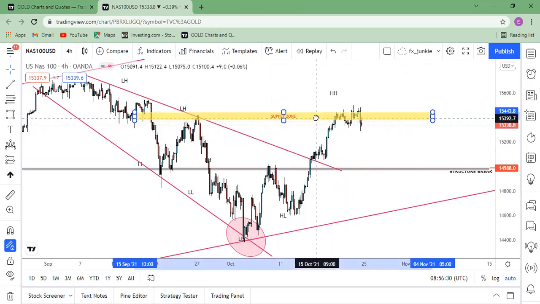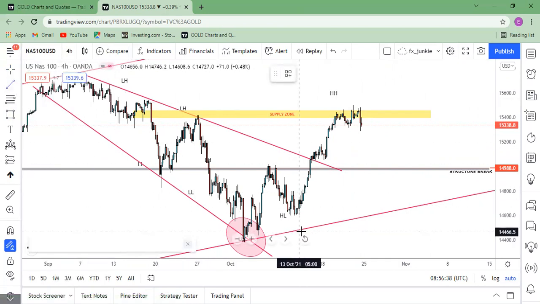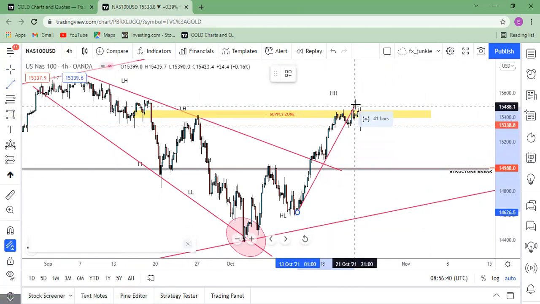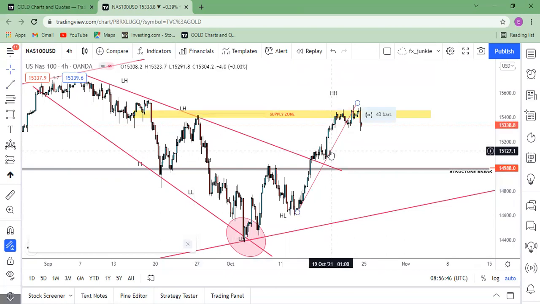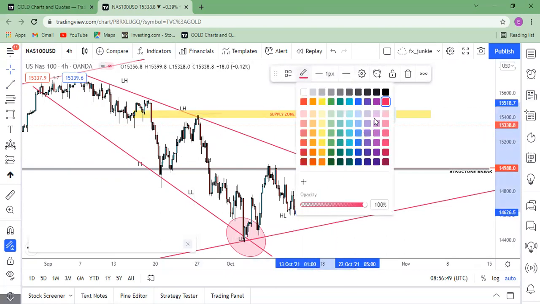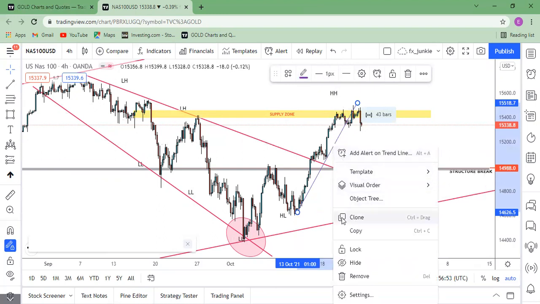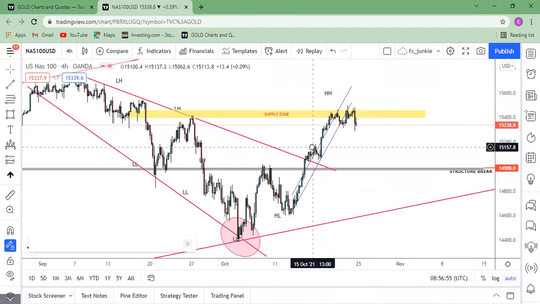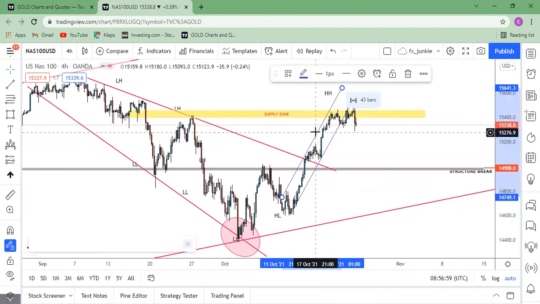We have our supply zone right there. And then if I put my diagonal support and diagonal resistance, the market was trending in a rising channel. What we know about rising channels is they are reversal patterns, right? I'll make this a purple rising channel. You want to cater to all the patterns. That's the only way you're going to get entries.